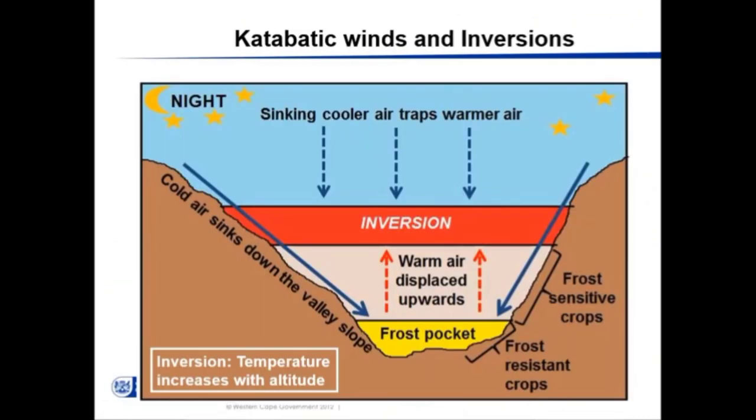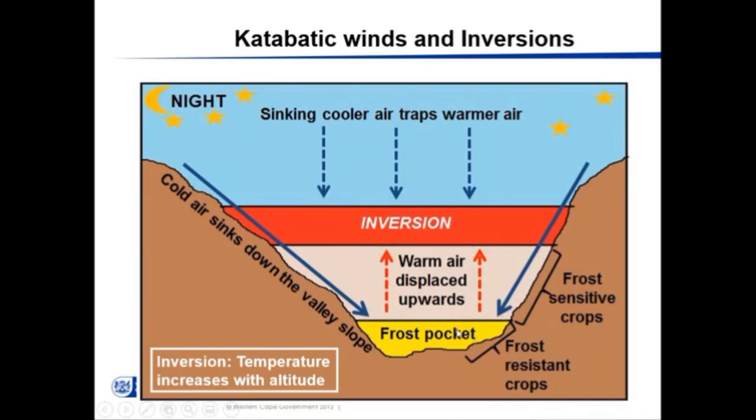Katabatic winds and inversion. Here we have the inversion. That's warm air that traps the polluted air in this area, in that valley. So cold air comes in. This is now during the nighttime. Look at the picture, say nighttime. There's a moon, there's stars. It tells us nighttime. Then cold air moves down the valley slopes to the valley floor. And as it moves down, it becomes colder and colder and colder.